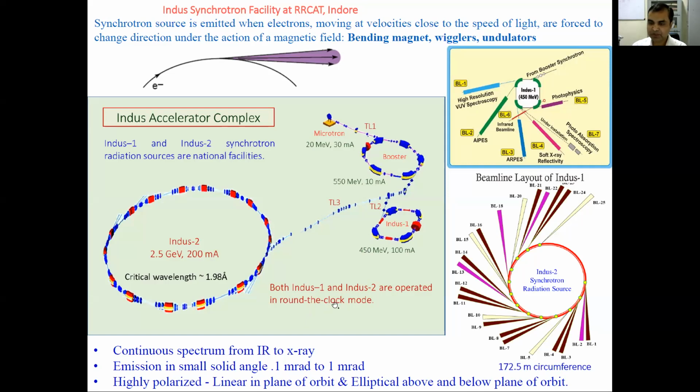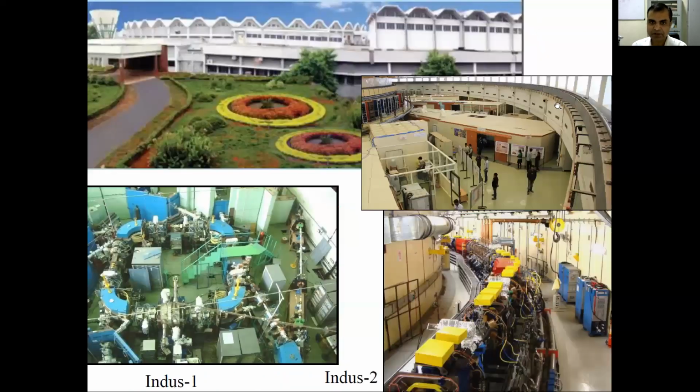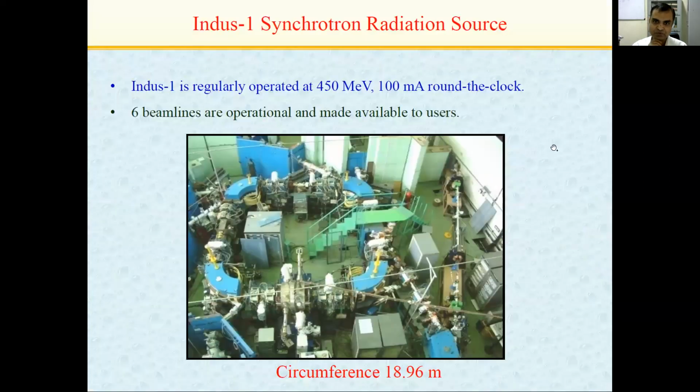At Indus 1, I will show you the facilities that are available. This is how the RRCAT complex looks. This is the Indus 1 synchrotron, and this is the tunnel section of the Indus 2 synchrotron source. This is the working area of Indus, and here is the Indus 1 synchrotron source. Its circumference is 18.96 meters, and as I said, it is a 450 MeV machine.